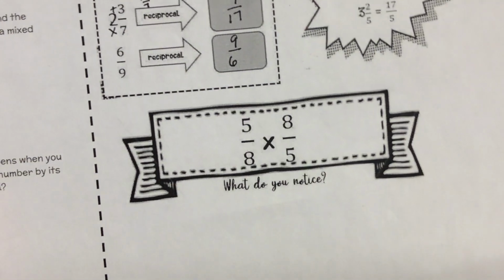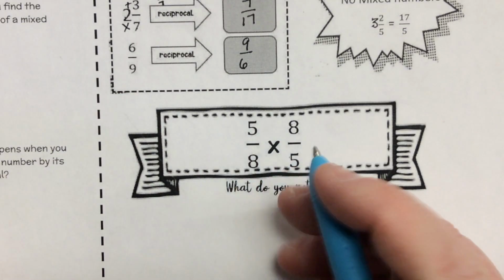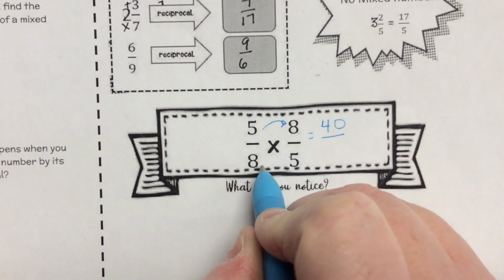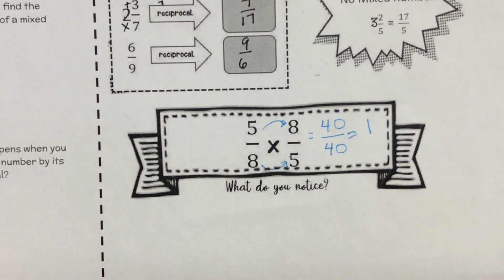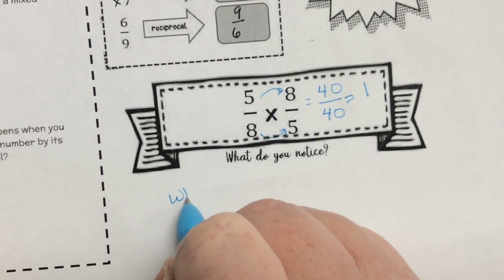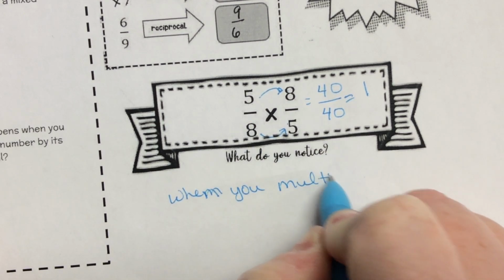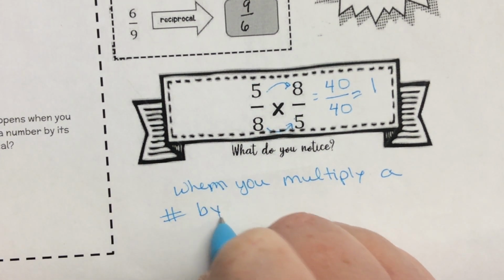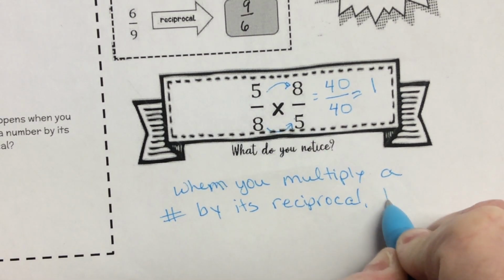Okay, now right down here, it says, what do you notice here? Oh, we kind of already did that, but it's okay. 5/8 times 8/5. These two numbers are reciprocals, yes, but 5 times 8 is 40. 8 times 5 equals 40. What's 40/40? 1. So what did we notice? When you multiply a number by its reciprocal, the product is 1.